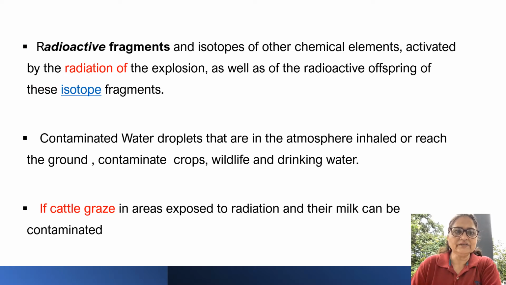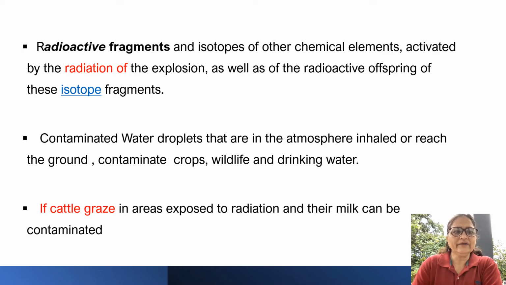Radioactive fragments and isotopes of other elements activated by the radiation of the explosion, as well as the radioactive offsprings of these isotope fragments. What is an isotope? An isotope is a different form of a chemical element. They have different atomic mass and different physical properties, but they behave similarly.